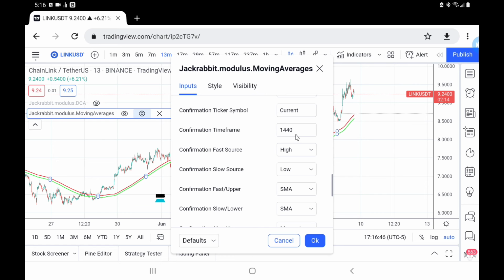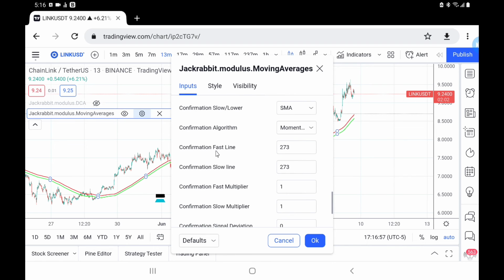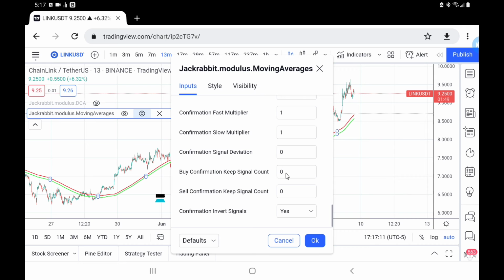Now the 1 day time frame is my confirmation. Again, a high-low split channel. And again, a simple moving average. Now again, in one day, I'm looking at the last 273 days. Long term, almost a year. And again, I am inverting my signal. I only want to make a purchase when the market is trending upward.